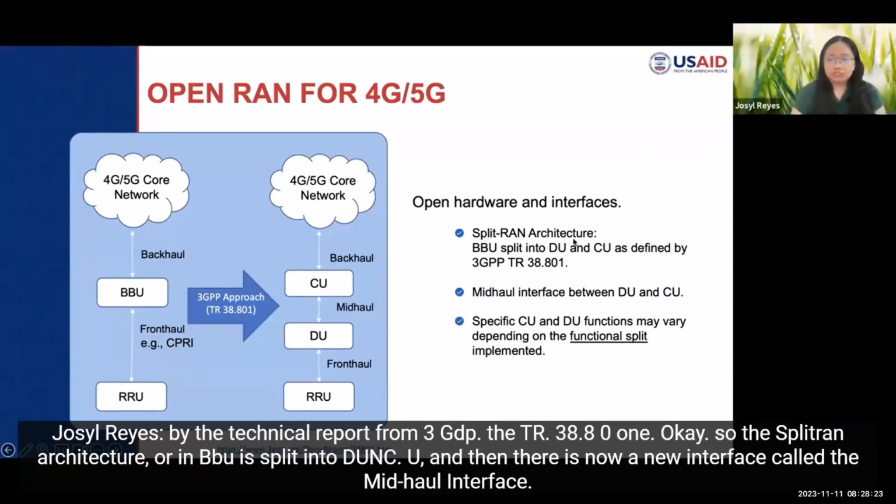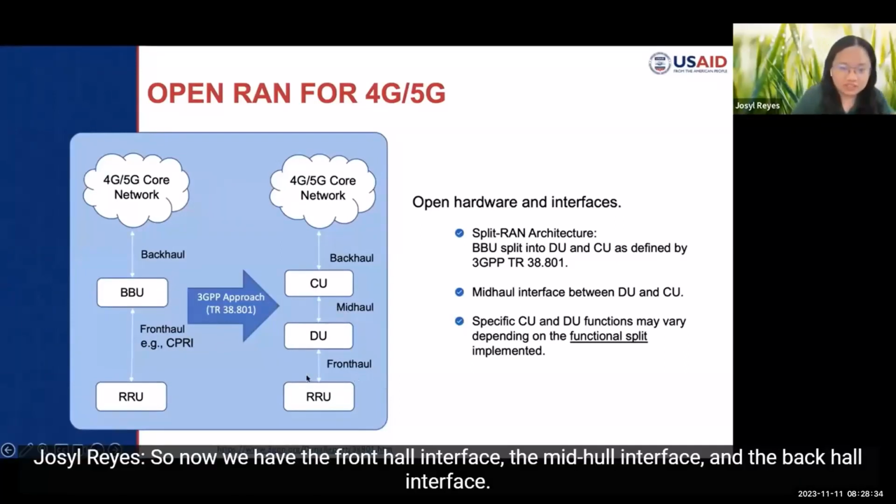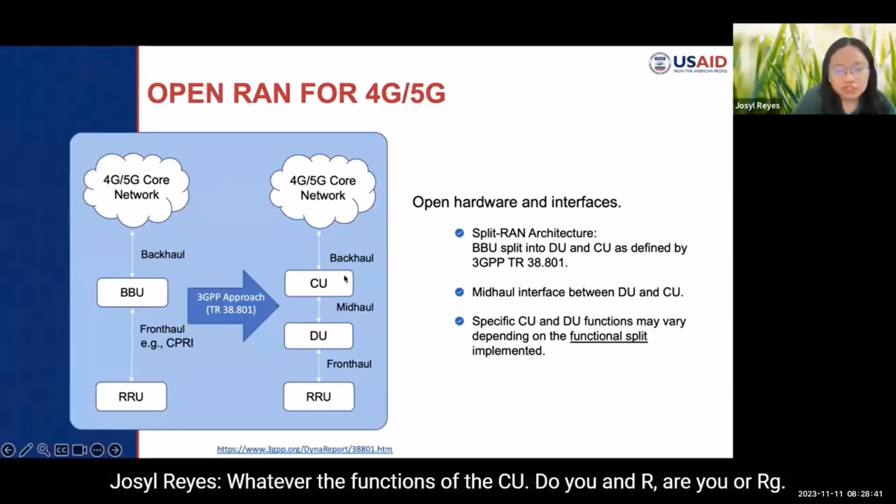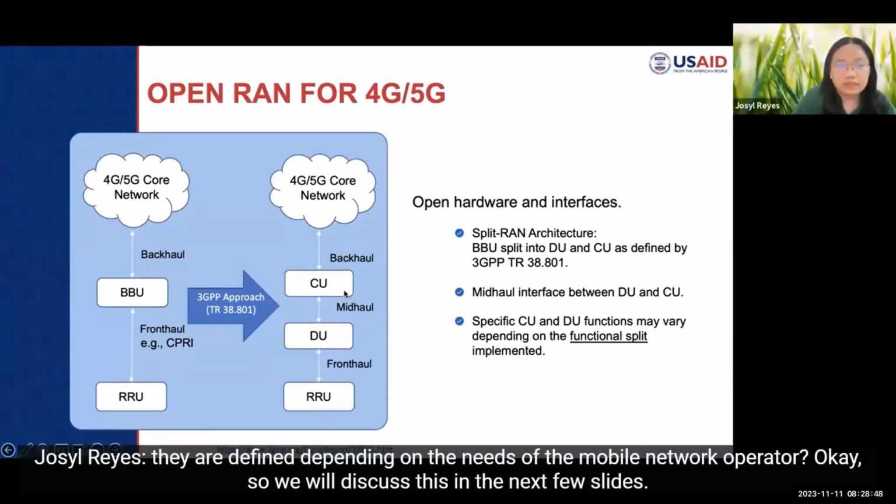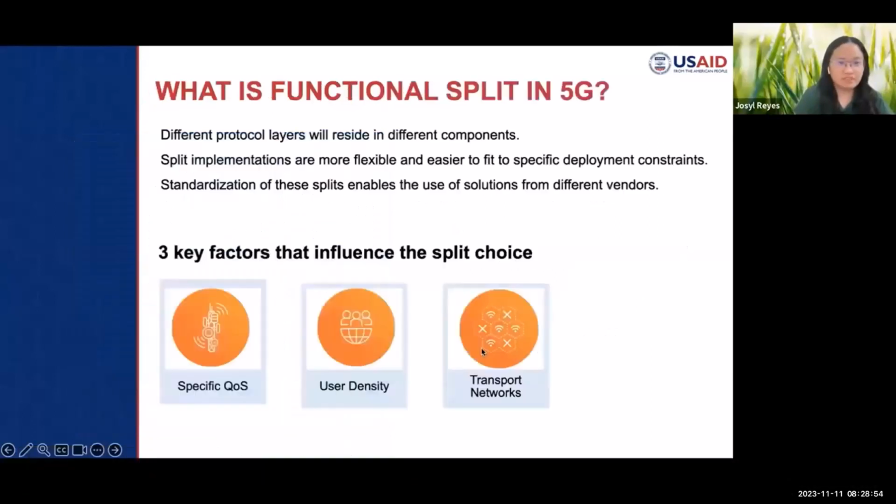Okay, so in the split RAN architecture, the BBU is split into DU and CU, and then there is now a new interface called the midhaul interface. So now we have the fronthaul interface, the midhaul interface, and the backhaul interface. Whatever the functions of the CU, DU, and RU or RRU, they are defined depending on the needs of the mobile network operator. Okay, so we will discuss this now in the next few slides.